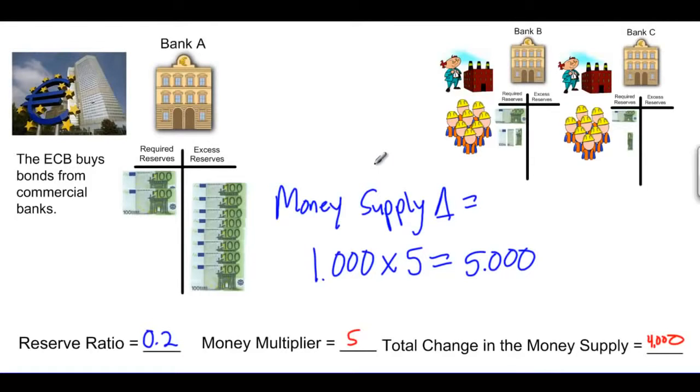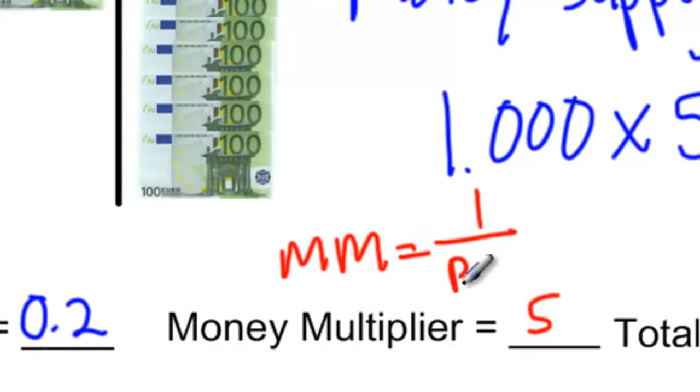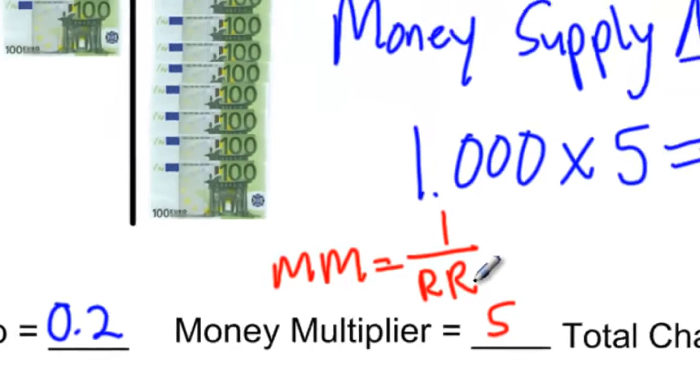The money multiplier is always 1 divided by the reserve requirement. So we can learn this tool here. The money multiplier is 1 divided by the reserve requirement. Multiply this by the initial change in deposits and you will get the total change in the money supply.